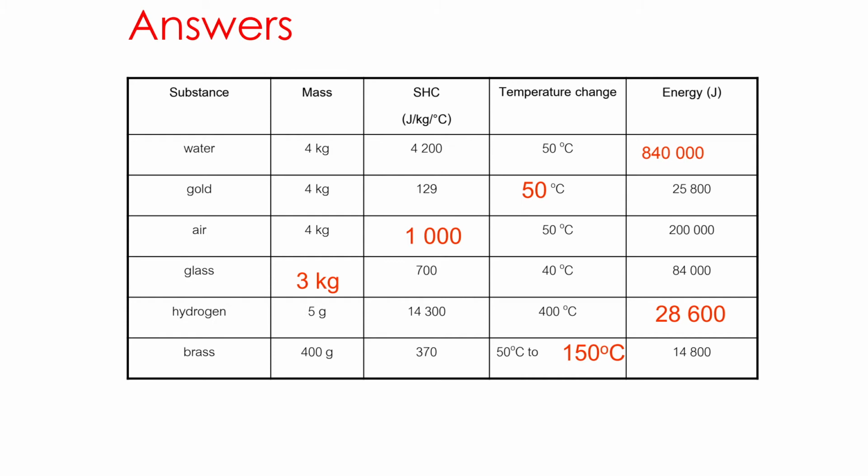The answers to these are 840,000, 50, 1,000, 3 kilograms, 28,600. Notice the mass is 5 grams, so I'll need to use 0.005 kilograms. And the final answer, the change is 100 degrees C, so the final temperature is 150 degrees C.